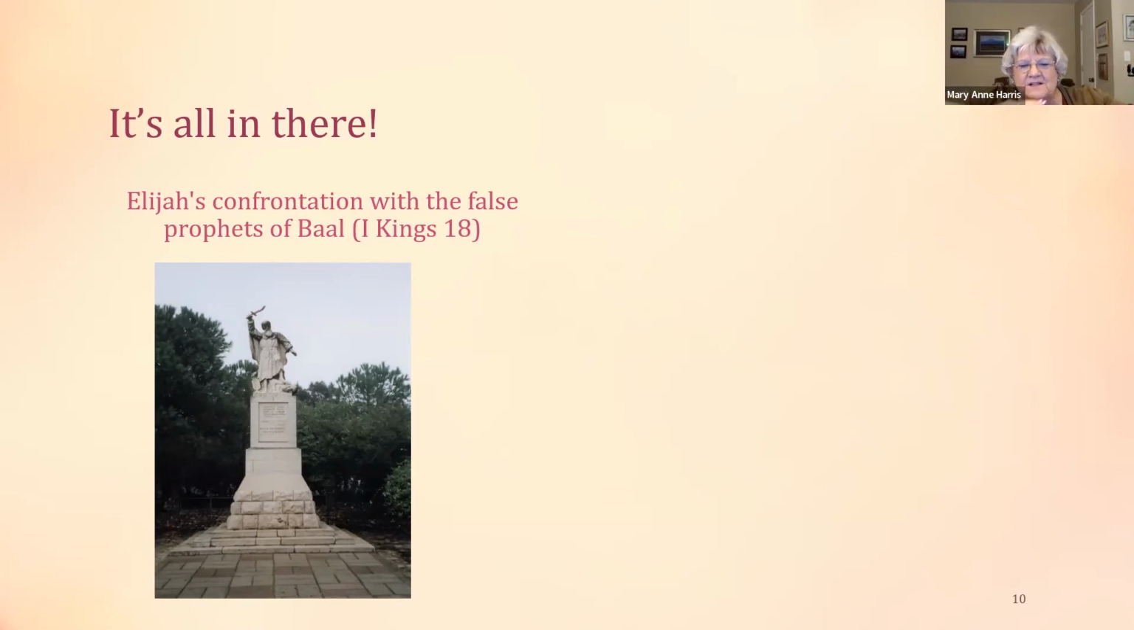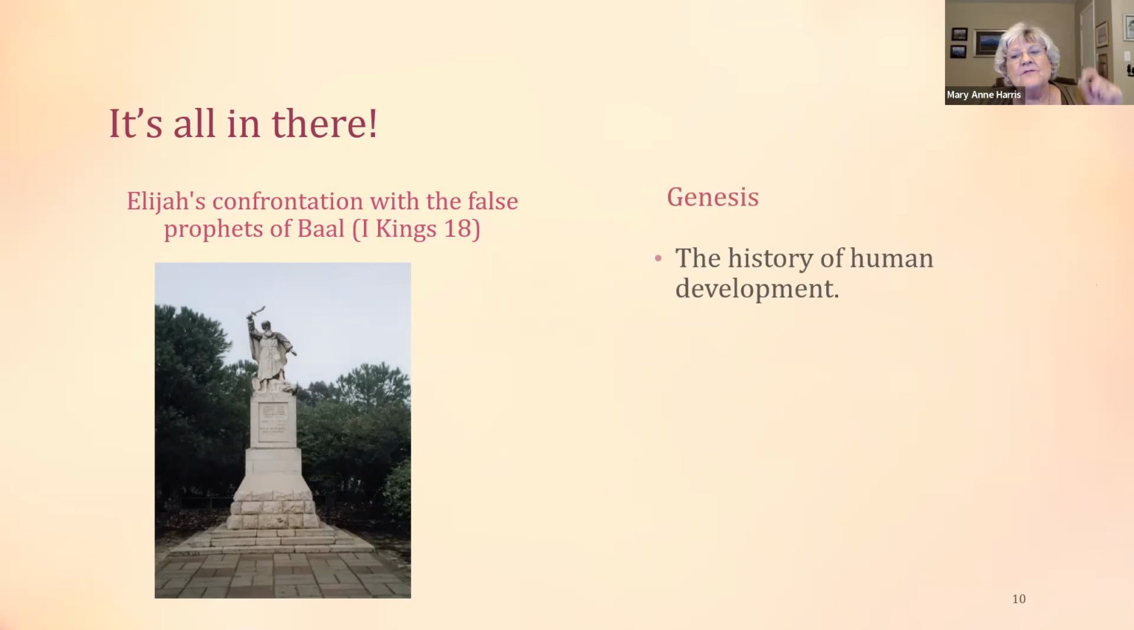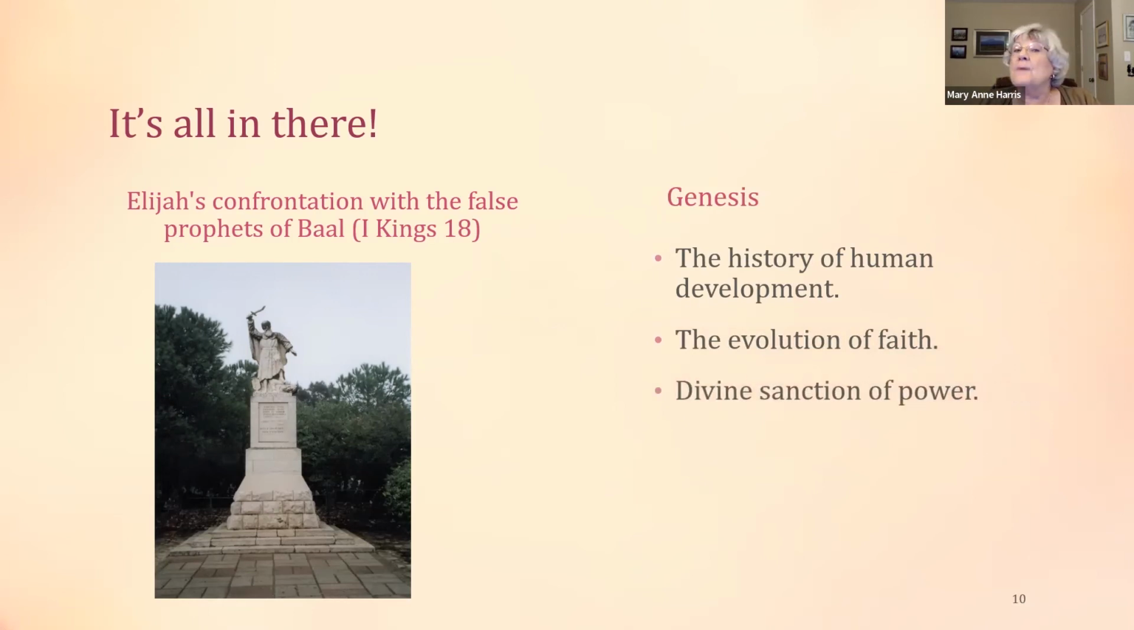And it's so subtle and below the surface that it's hard to see. We read the Bible, especially Genesis, from a religious point of view or perspective. But when we read it from a historical point of view and perspective, we learn a whole lot more. We learn that there's the history of human development. We learn the evolution of faith. We learn about the divine sanction of power. How do we inaugurate a president? He puts his hand on the divine book of power.